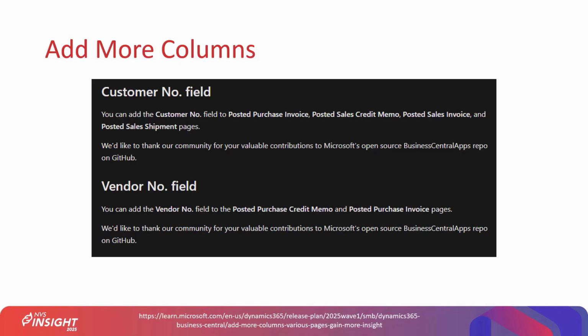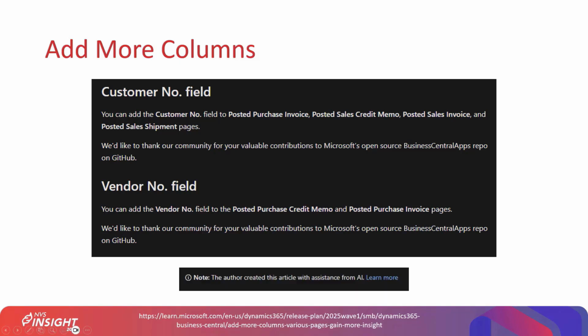The other thing that I noticed is at the bottom, there's a note that the author created the article with assistance from AI. So I thought maybe this was something that was generated or summarized incorrectly, and maybe the author just didn't catch that there were a few things on here that we already either have, or one thing that doesn't make sense with adding the customer number to the posted purchase invoice.